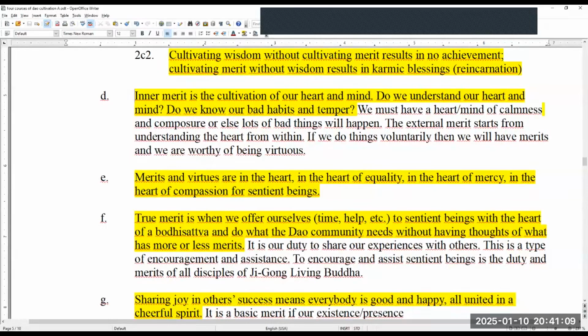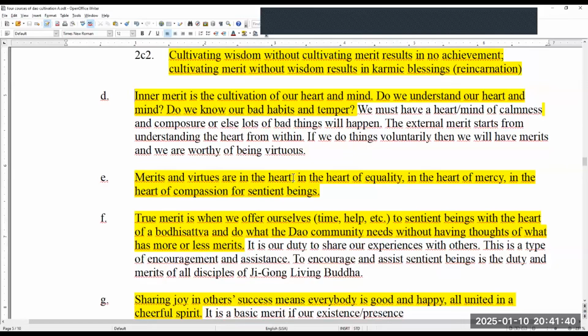Because after all, you need to have a heart and mind of calmness and composure, so that when everything goes bad, so to speak, you will be able to work with that, and so hopefully you will accomplish or make things eventually smooth, so to speak. All right.